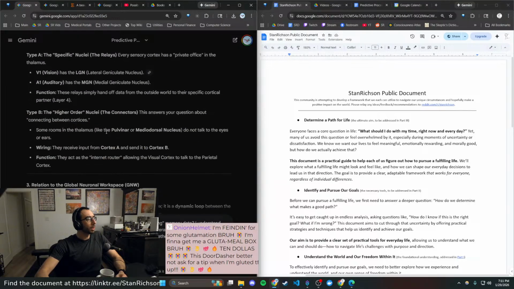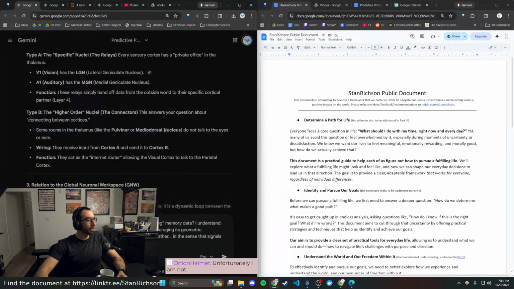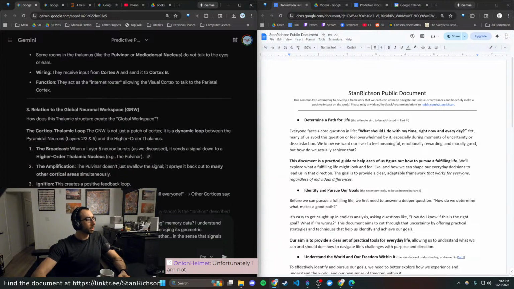Okay, so there's the two types, and then there's the higher order nuclei connecting between cortices. Some rooms in the thalamus do not talk to the eyes or ears. They receive input from cortex A and send it to cortex B. They act as the internet router, allowing the visual cortex to talk to the parietal cortex. Cool. Relation to the global workspace.